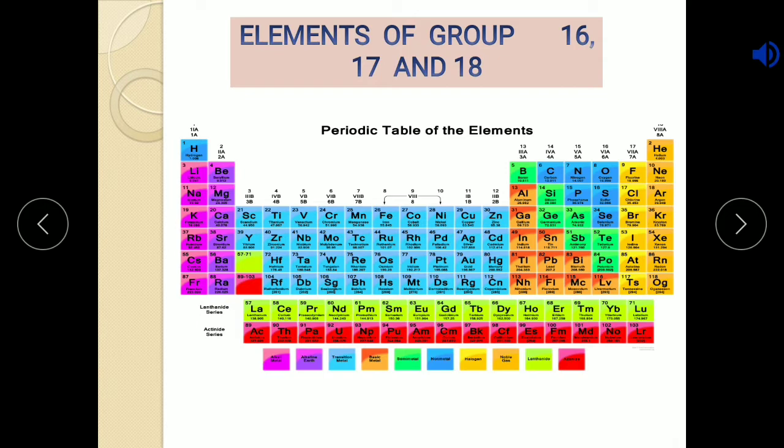And in the last session, that is session number 6, we learned particularly about the chemical reactivity of all these elements towards certain reagents such as hydrogen, oxygen, halogen, and metals. In this session, we are going to learn about the concept of allotropy and the allotropes of group 16 elements, as well as the oxoacids of sulfur and halogen along with their structure.